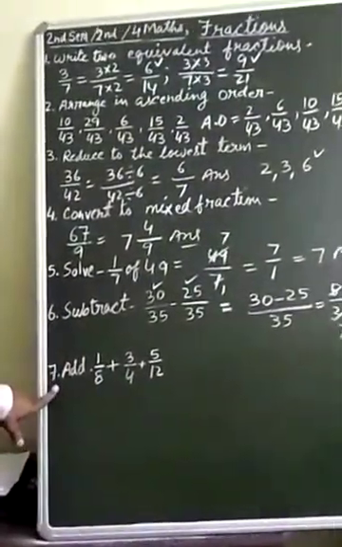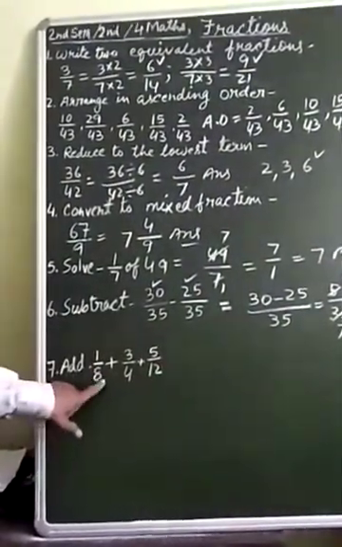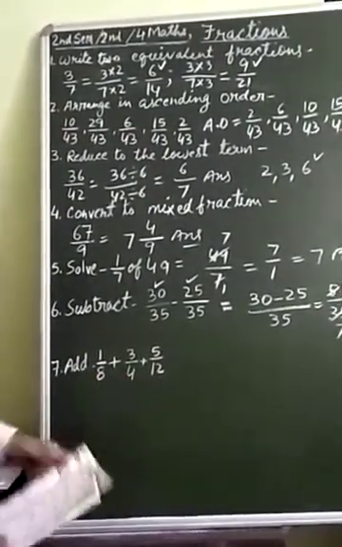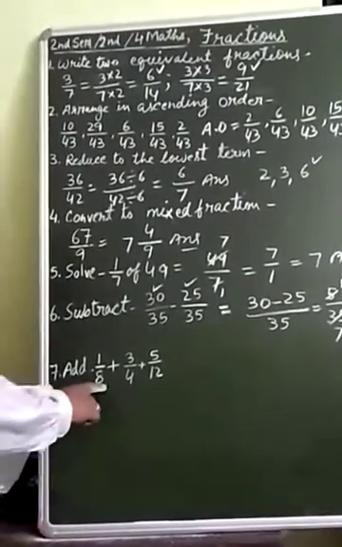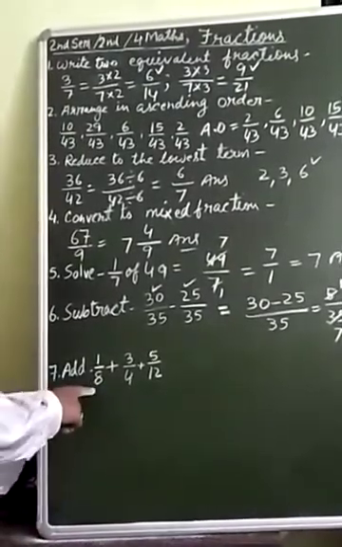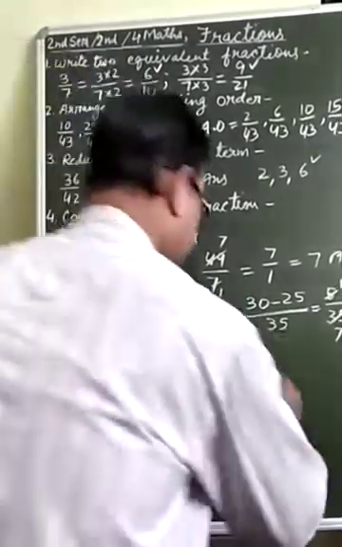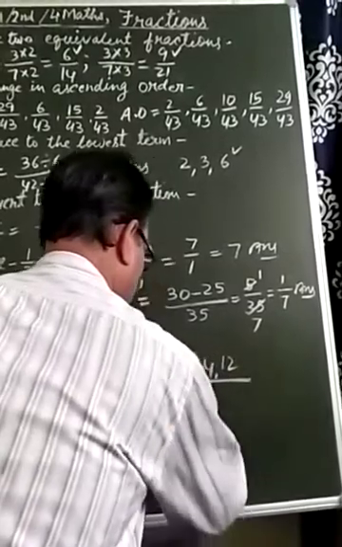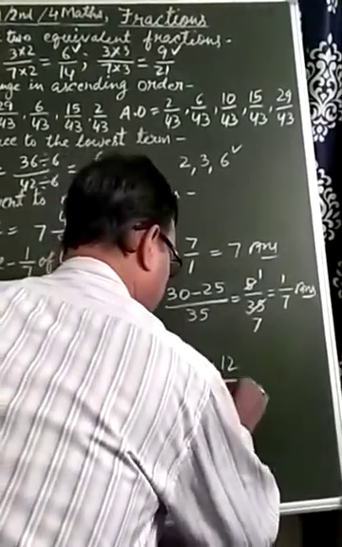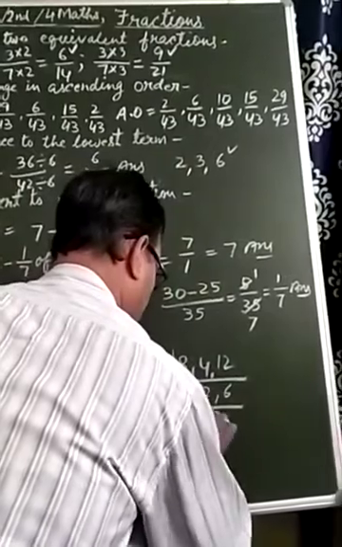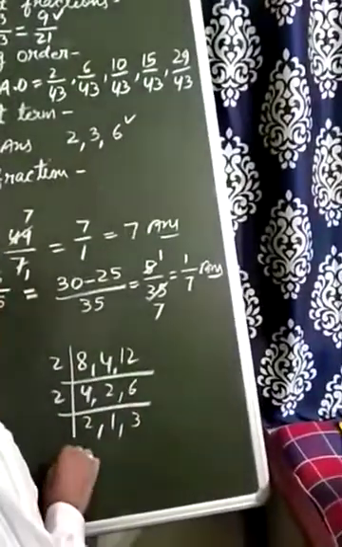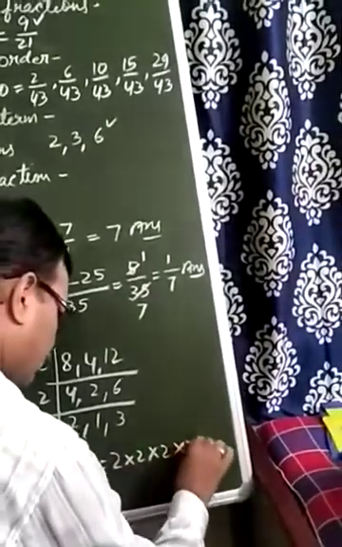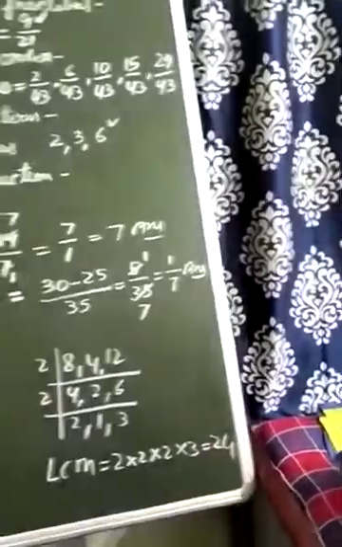The last one is add. Look at the fractions. They are not like, they are unlike because their denominators are not same, they are different. To add such fractions, first we will convert them into like fractions. For that we will have to find LCM of the denominators. 8, 4 and 12. 2 4s are 8, 2 2s are 4 and 2 6s are 12, again by 2. 2 2s are 4, 2 1s are 2, 3s are 6. So LCM comes 2 into 2 into 2 into 3 equal to 24.